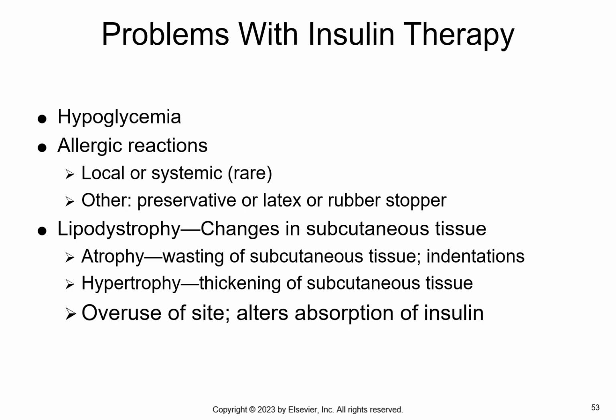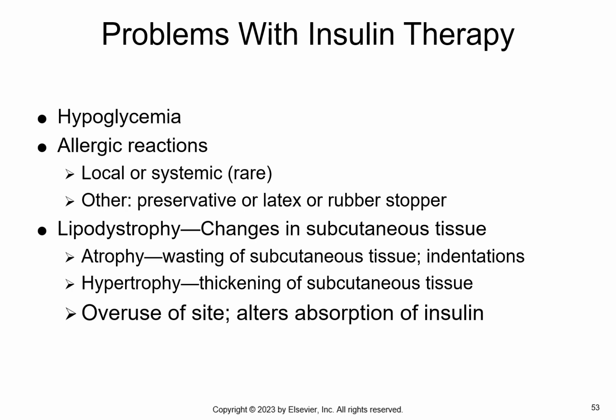Lipodystrophy, changes in the subcutaneous fatty tissue, may occur if the same injection sites are used frequently. Atrophy, which is uncommon, is a wasting of subcutaneous tissue. It presents in indentations in the injection sites. Hypertrophy happens more often and is a thickening of the subcutaneous tissue. It eventually regresses if the person does not use the site for at least 6 months. Injecting into a hypertrophied site may cause erratic insulin absorption.